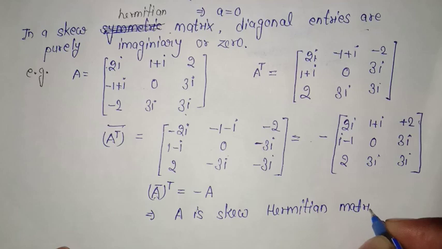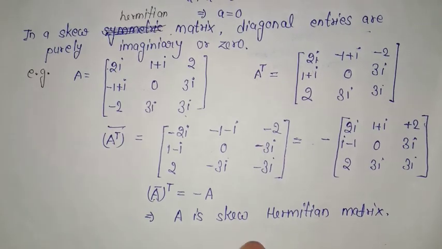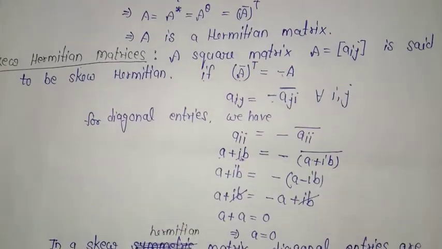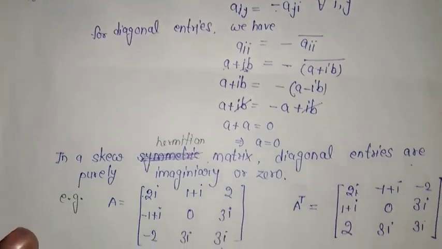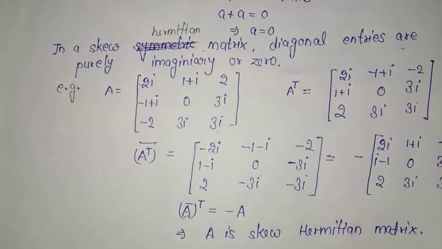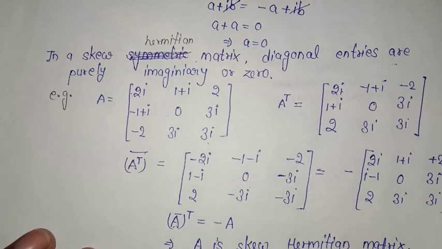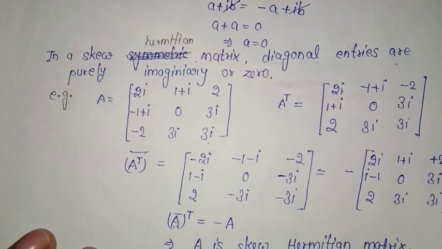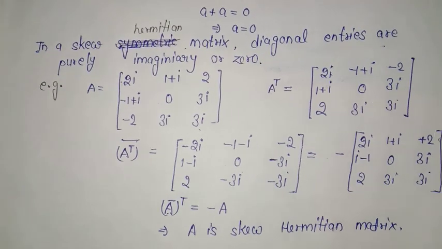So I hope the definition of the Hermitian and the skew Hermitian matrix is clear to all of you. In my next session, I will discuss some important points related to these matrices, and I will discuss some more matrices which are left, like nilpotent, involutory, idempotent matrices.